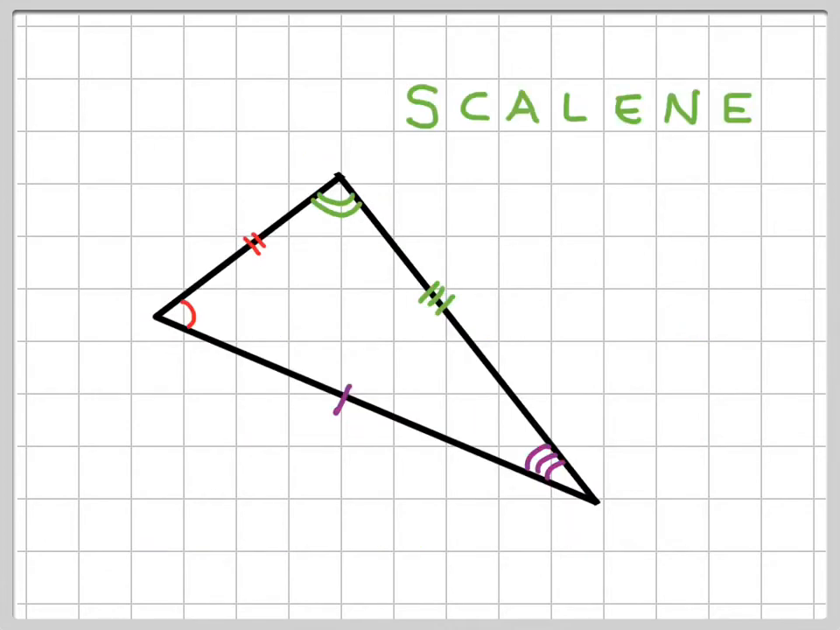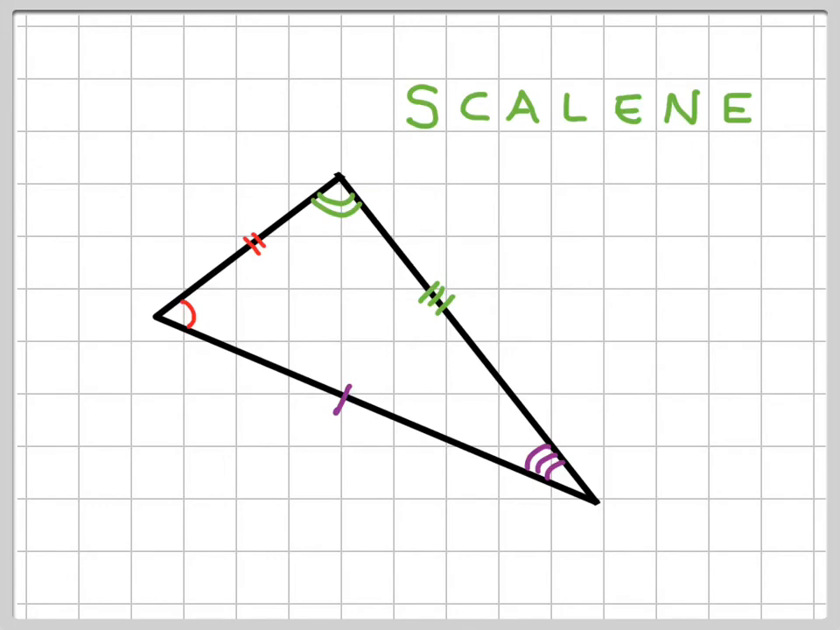Scalene triangle. This is the one when nothing matches. They have no equal sides. You can see here, that side is 1 bar, that's 2, and that's 3. So that means they are not equal to each other. And as a result, the angles are not equal to each other. Okay. Right, so that would be a scalene triangle.